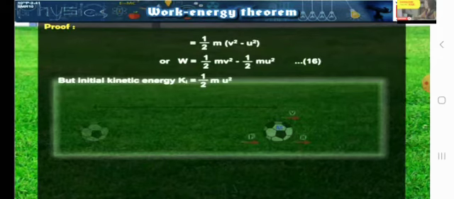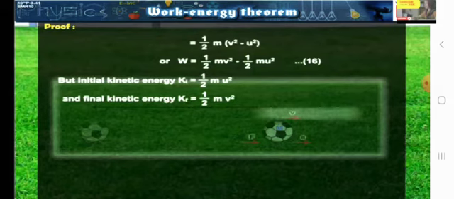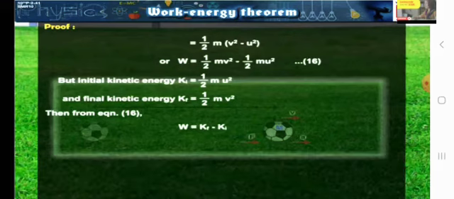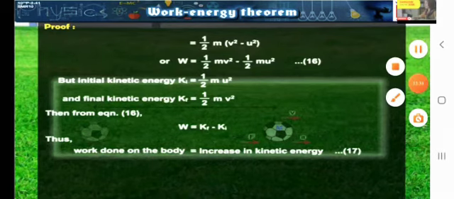But initial kinetic energy Ki is equal to 1/2 mu², and final kinetic energy Kf is equal to 1/2 mv². Then from equation 16, W = Kf − Ki. Thus, work done on the body is equal to the increase in kinetic energy. Let this be equation 17.